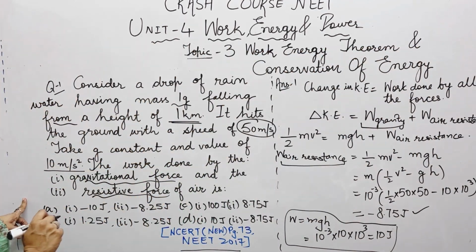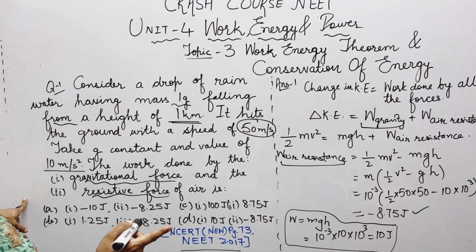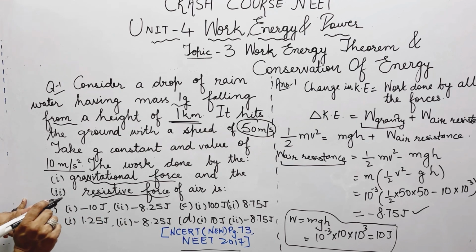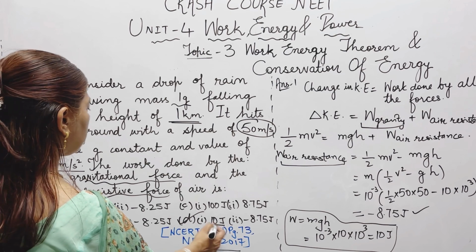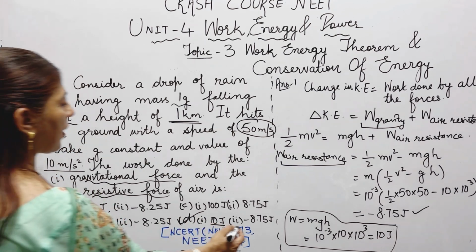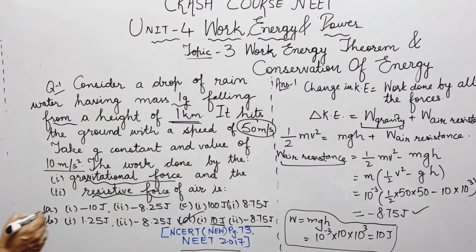So we are having 10 joule and minus 8.75 joule as the option, and it goes with option D. 10 joule is our gravitational force and minus 8.75 joule is the resistive force. So the answer for the first part is option D.